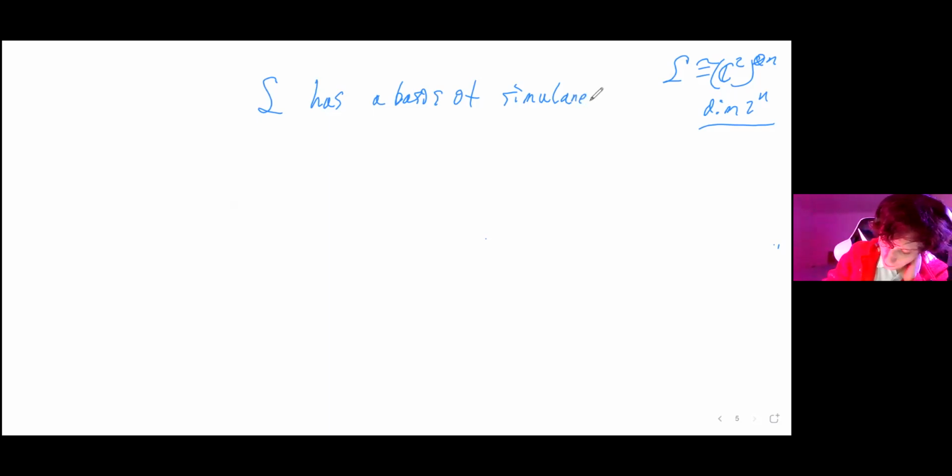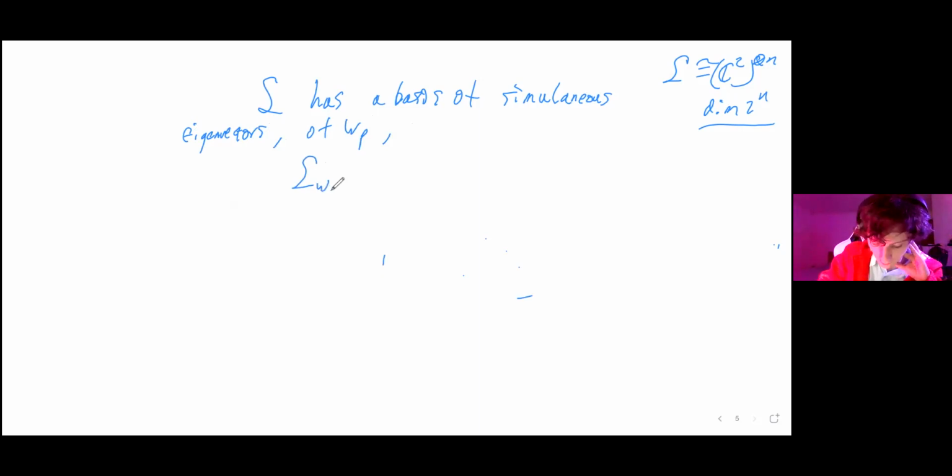So, simultaneous eigenvectors. Given that we can write everything in terms of vectors which are eigenvectors for each one of these plaquettes, let's decompose this into which sign we've chosen.